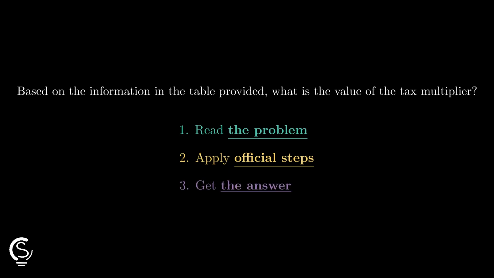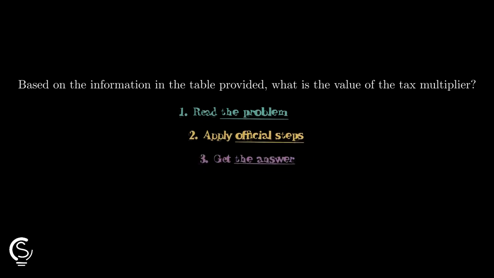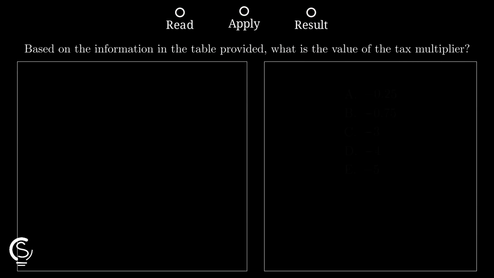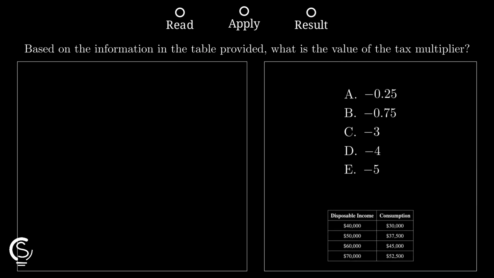Economics problems can be tricky, but we will solve this tax multiplier question fast. Let us look at the table and find our answer together. First, we need the marginal propensity to consume by looking at how consumption changes when disposable income increases. Check the table values to find that specific ratio for our next step.